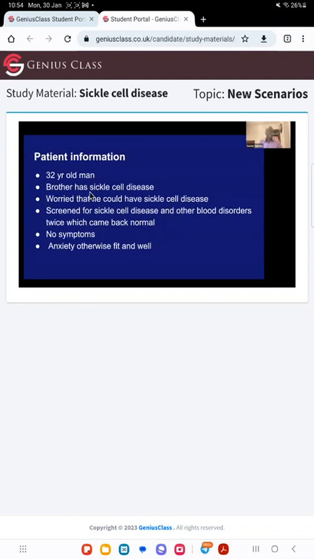Patient information. His brother has got sickle cell disease and he is worried he could have sickle cell disease as well. But he has been screened for sickle cell disease and other blood disorders, and all the tests came back as normal. He currently does not have any symptoms, but he has a history of anxiety, and that is being managed. So generally, he's an anxious person.